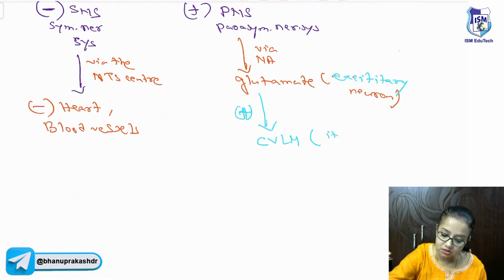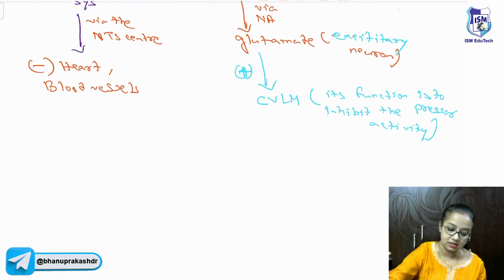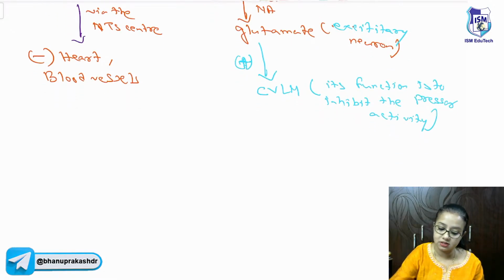Now, its function is to inhibit the pressor activity. Pressor activity means increase in the heart rate, increase in the contractility, increase in the excitability.